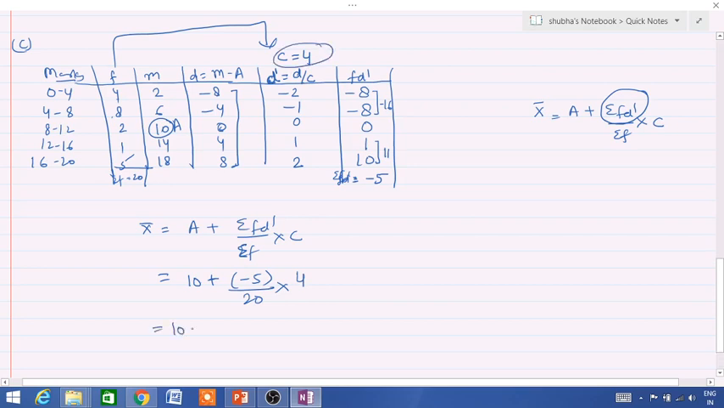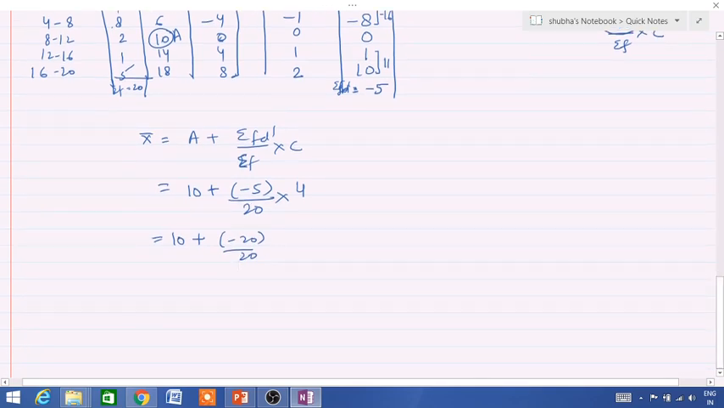Now 10 plus minus 5 multiply 4. 5 4s are 20. So minus 20 divided by 20. And minus 20 divided by 20 is minus 1. So again we get here 10 plus in bracket minus 1. Now we'll open the bracket and it will become plus minus minus. Answer will be 9. By the third method also we get the answer 9.